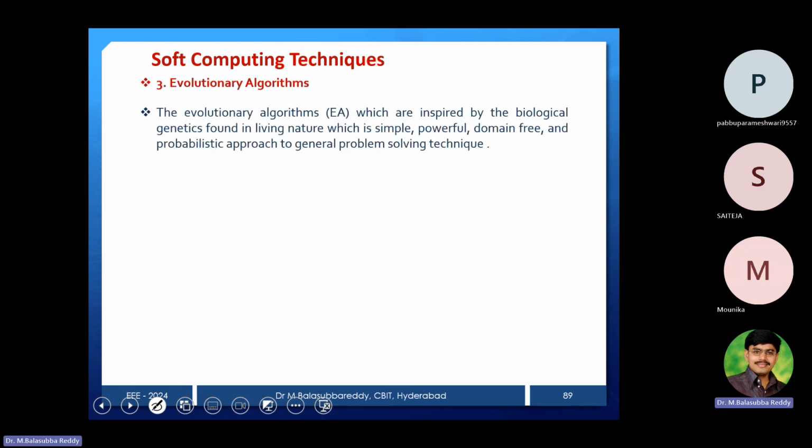And evolutionary algorithms, also called EA, are inspired by biology. That is the third category I'm telling. The previous one was neural network, and before that, fuzzy logic. And the third one is evolutionary algorithm. Evolutionary algorithms are inspired by the biological genetics found in living nature, which is a simple, powerful, domain-free, and probabilistic approach to general problem-solving.